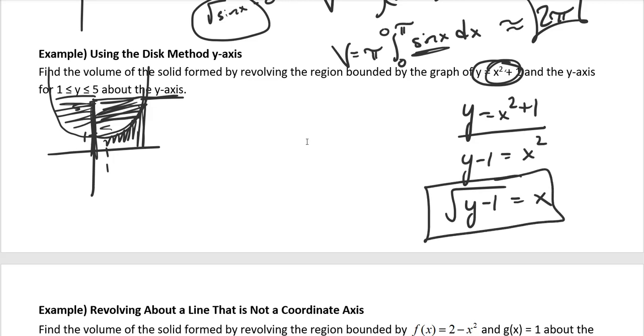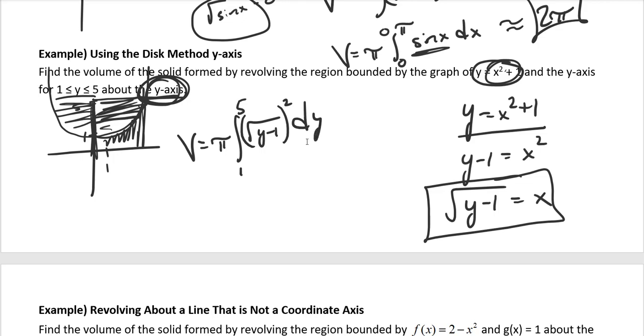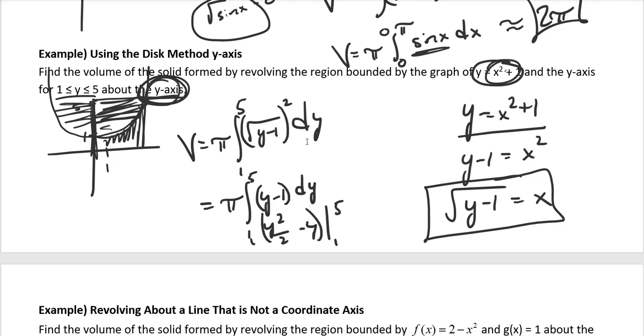Because I'm getting horizontal rectangles, and I'm taking it with respect to y, I need the function to have y in it. I can't have y equals, I've got to have x equals. So you've got to remember that. So the volume is equal to pi times the integral from 1 to 5 of the square root of y minus 1, squared, dy, which is equal to pi times the integral from 1 to 5 of y minus 1 dy. You can integrate that, right? That's y squared over 2 minus y from 1 to 5. All of that's being multiplied by pi, and you get around 8 pi. Okay, you get around 8 pi.